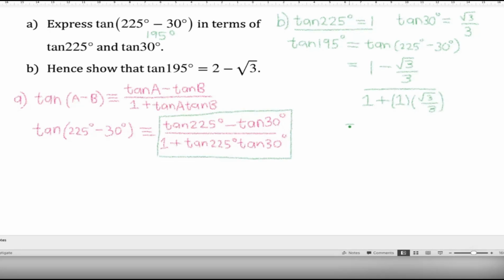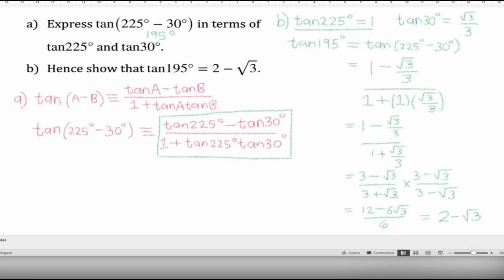Now we have to solve this. Okay, so it will be 1 minus square root 3 over 3 divided by 1 plus square root 3 over 3. All right, now what we are going to do is rationalize the denominator. So it becomes 3 minus the square root of 3 divided by 3 plus the square root of 3. Now we rationalize the denominator, and that brings us to an answer of 12 minus 6 square root 3 divided by 6. And if you simplify that, you will get 2 minus square root 3.